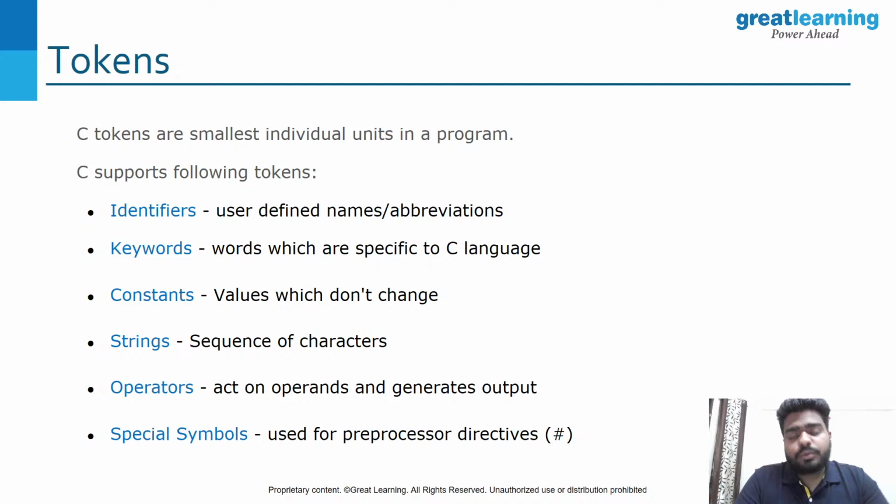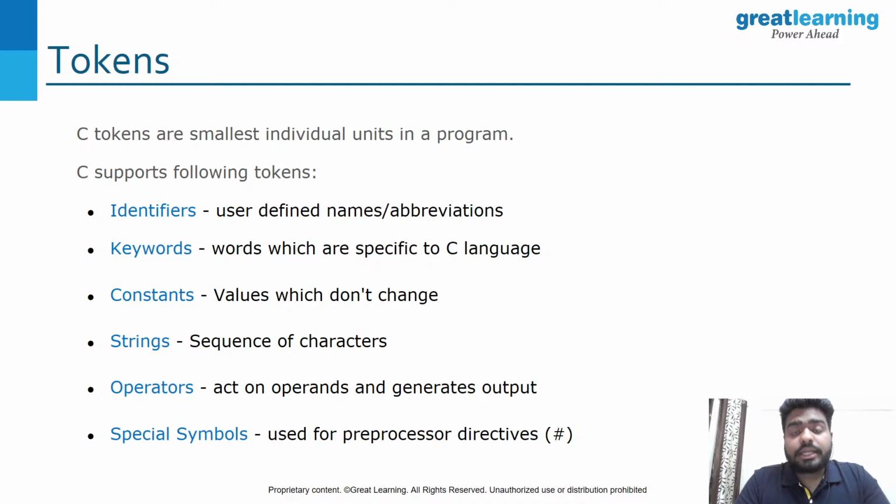Those user defined methods, like void show, void display, I have given a user defined name, right? C programming language has never told me that you have to write show or display. No, I can mention anything. That is my opinion. I can give any name. Those are called identifiers. The names which you have thought about and taken, those are called identifiers. So as you can see here, I've written identifiers: user defined names or abbreviations. Those are nothing but identifiers.